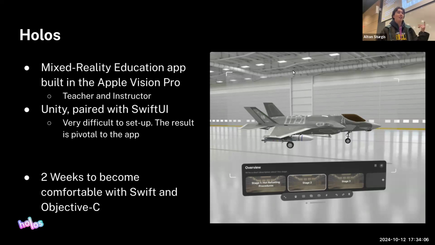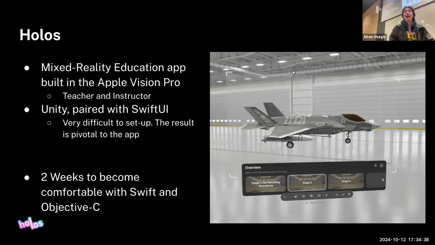This is built in Unity paired with SwiftUI. This is very difficult to set up, and the result is pivotal to the app. By the end of this workshop, you should have some idea of where to get started if you want to do Unity with SwiftUI. But today I'll be focusing on SwiftUI because it's the easiest way to get into developing for the Apple Vision Pro, because Unity's implementation is still in the oven right now and is not totally ready yet. Also, you do need a Unity Pro license to build with it. So that is just something that's there.